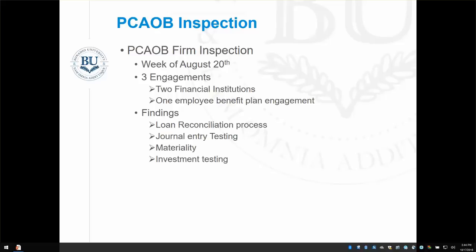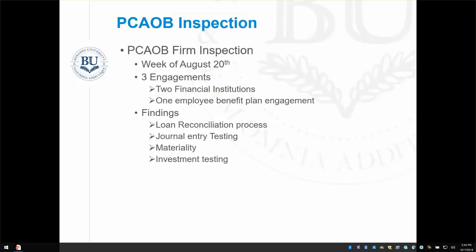And then if they're comfortable with our findings and our remediation, they will go ahead and issue the final report and indicate that there is no QC criticisms, if you will, and that we have remediated everything in accordance with their standards.